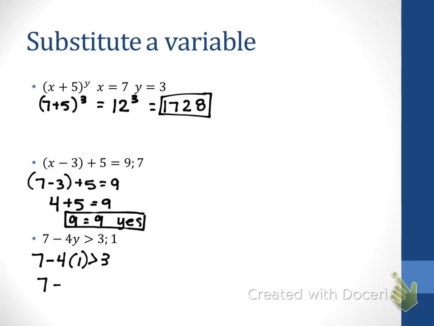7 minus 4, because 4 times 1 is 4, is greater than 3. What's 7 minus 4? 3. 3 is greater than 3. Is this a solution? No, because 3 is not greater than 3. 3 is equal to 3, or if I would have had 3 is greater than or equal to 3. So if there was a little line underneath it, we would say yes, but there's not. So this is no.